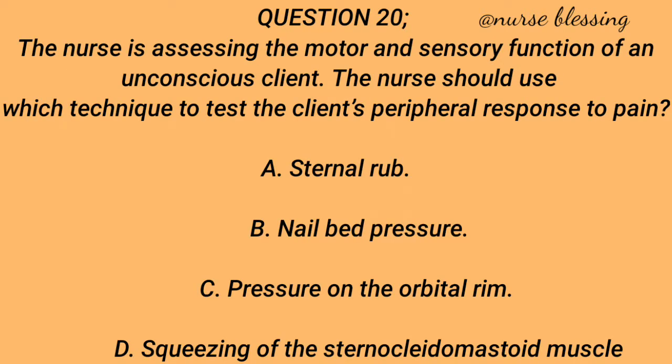Question 20. The nurse is assessing the motor and sensory function of an unconscious client. The nurse should use which technique to test the client's peripheral response to pain? A. Sternal rub. B. Nail bed pressure. C. Pressure on the orbital rim. D. Squeezing of the sternocleidomastoid muscle.